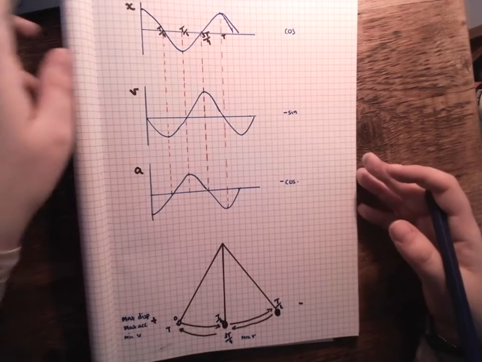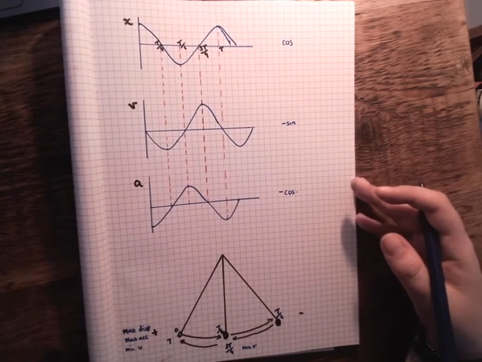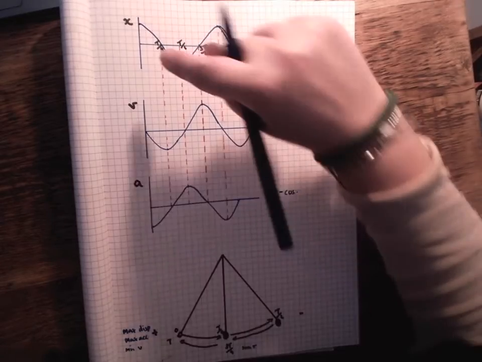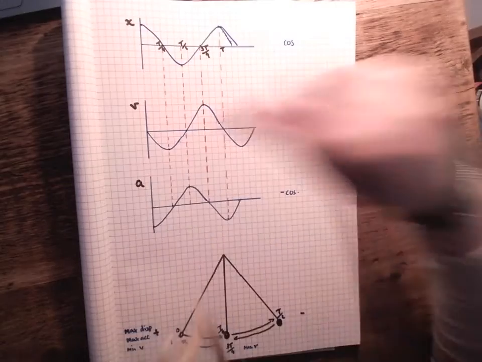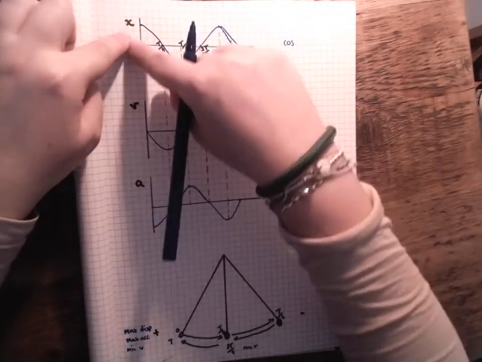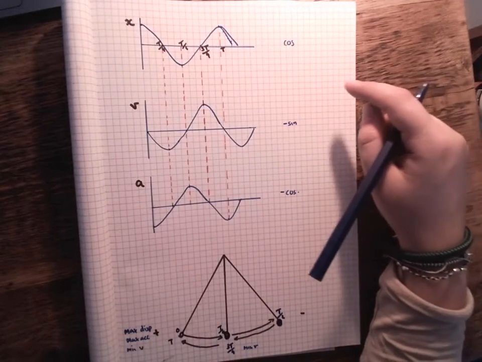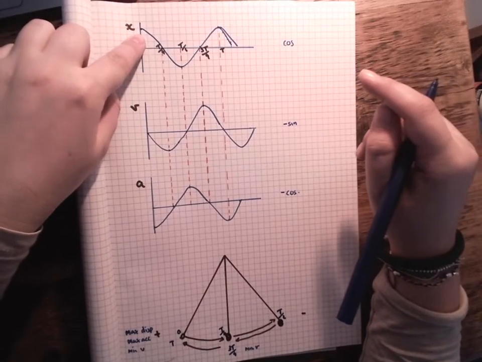Alright guys, so this is another video, but this time we're looking at the simple harmonic motion graph. So this time around I'm looking at my displacement, my velocity and my acceleration. I've already drawn in the graph shapes, but we're going to explain why we get these. So this is starting off at a maximum displacement.